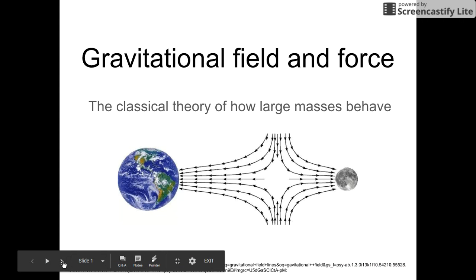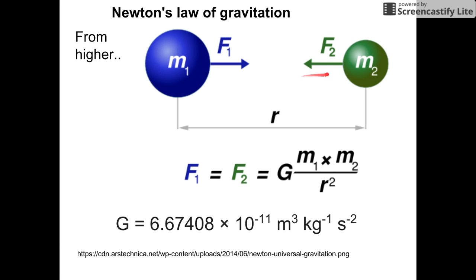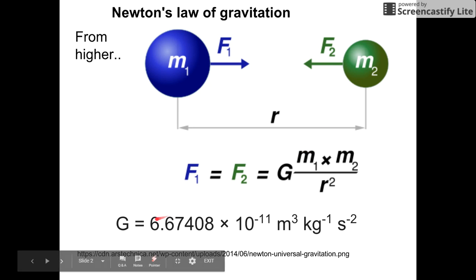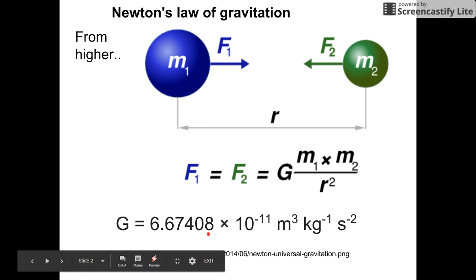So, you should know from Higher that you've got Newton's law of gravitation. You've got this mutually attractive force between two large masses, and you've got that value for big G, the gravitational constant, Newton's gravitational constant, 6.67 times 10 to the minus 11. I've just put in the extra few significant figures here just for completeness.